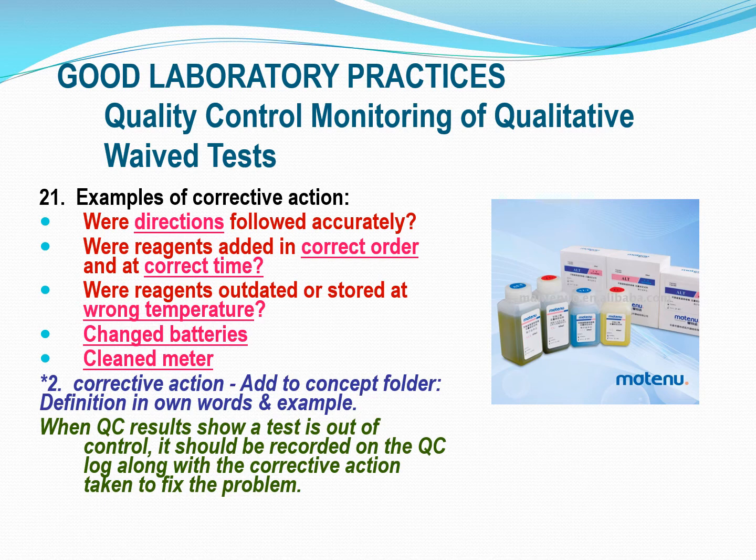So when QC results show a test is out of control, it should be recorded on the QC log, okay? When they come in to inspect your lab, if they see that you have never had a QC result fall out of range, they're going to dig, because they're going to feel like you may be falsely putting down QC results. There's going to come a time when your QC is just not going to come in, guys. They expect that, okay? And you want to record those times.